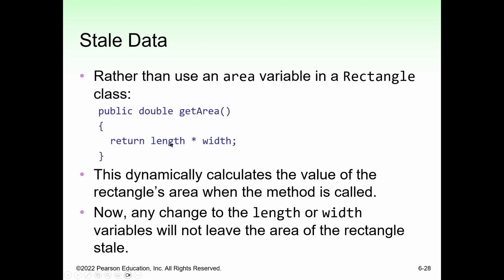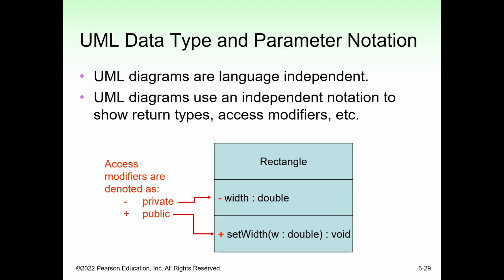So whenever you make any changes to the length or width of a rectangle object, it will dynamically recalculate your get area, and your area will never be old. So now let's look a little bit closer at the UML diagrams.